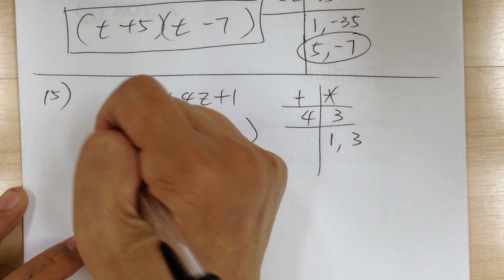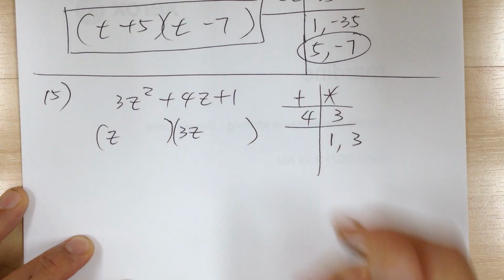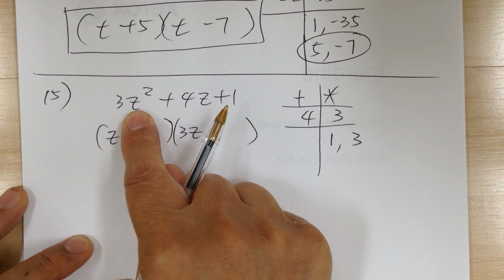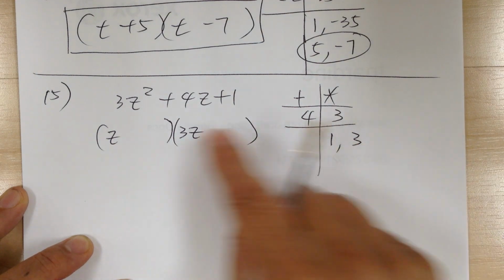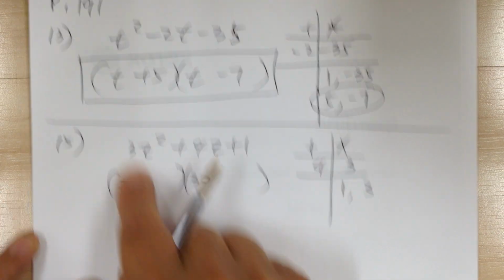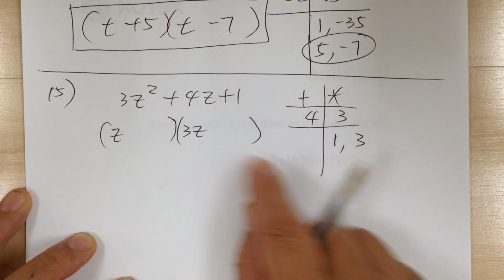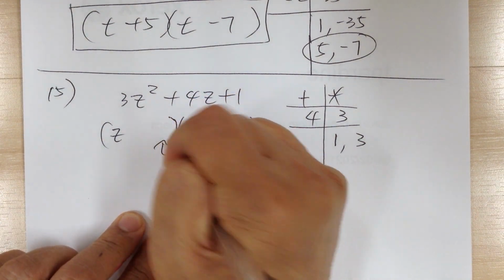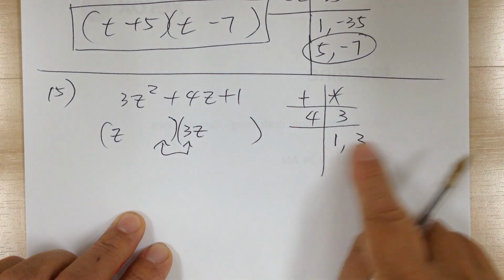So to get that, you need to get z and 3z. Okay? So z times 3z will give you 3z squared. But now you cannot just put this number in here because there's a number in here. You cannot just put this in here. So you have to figure out, okay, now you have to do the inside first. Okay? So you have to figure out, okay, 3 times what will give you one of this number.